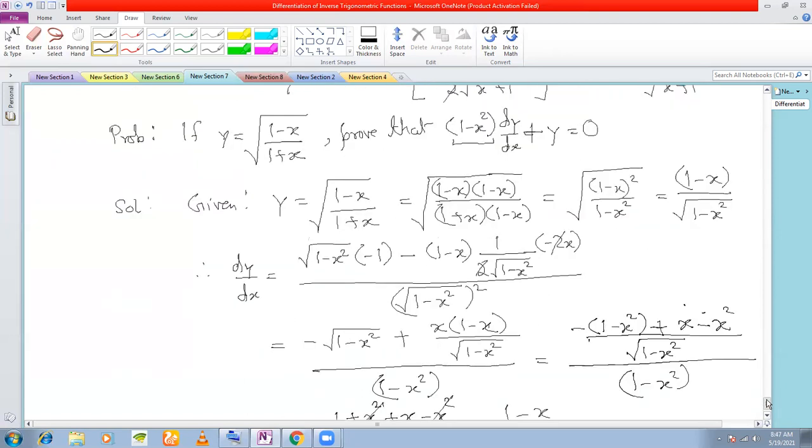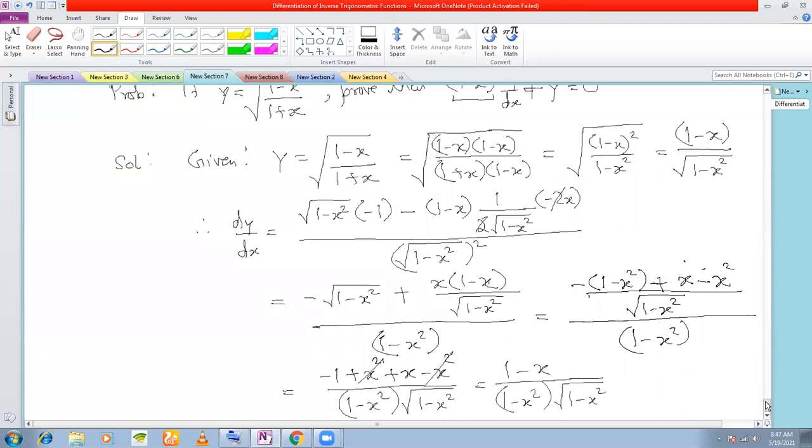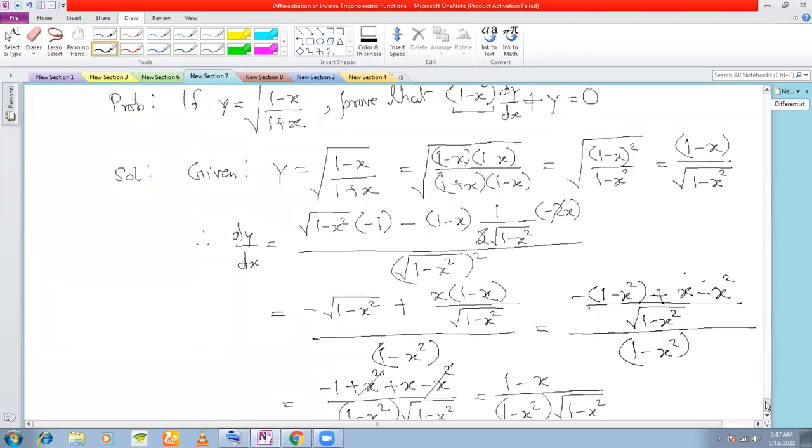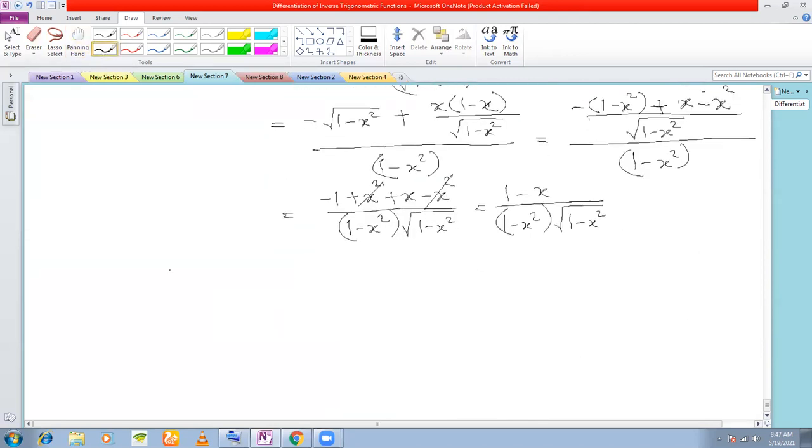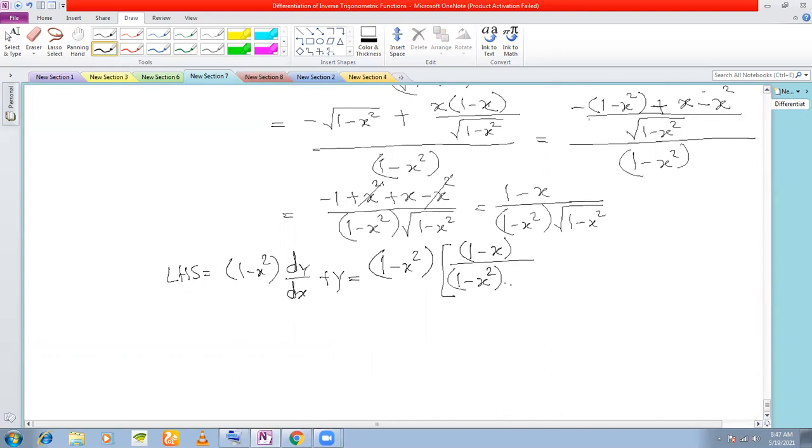Now you can cancel 1 minus x also if you break that denominator as 1 plus x into 1 minus x. But we shall keep it for the time being because we have to prove 1 minus x squared dy/dx plus y equals 0. So we start from the left hand side. LHS is equal to 1 minus x squared dy/dx plus y. So what is dy/dx we have found out? dy/dx we have found to be 1 minus x by 1 minus x squared root 1 minus x squared, right? Put the value of dy/dx and also put the value of y.